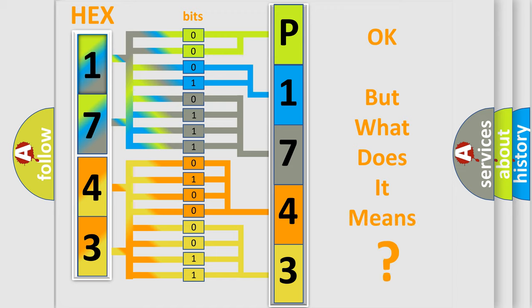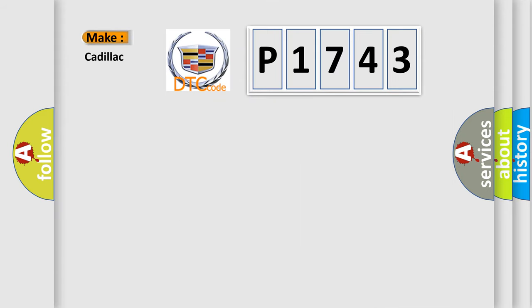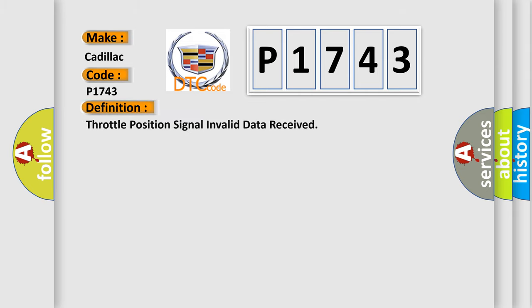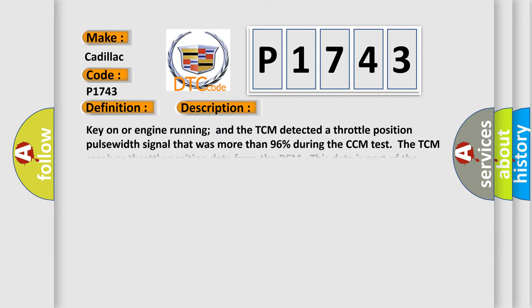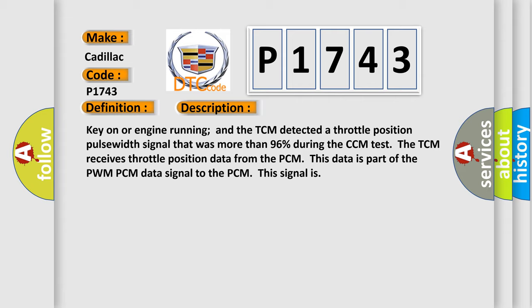The number itself does not make sense to us if we cannot assign information to what it actually expresses. So, what does the diagnostic trouble code P1743 interpret specifically for Cadillac car manufacturers? The basic definition is throttle position signal invalid data received. And now this is a short description of this DTC code.